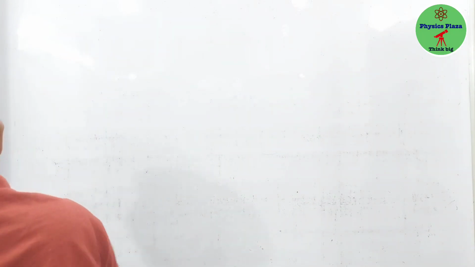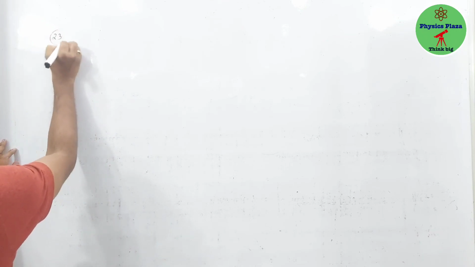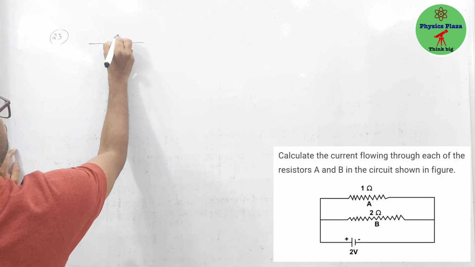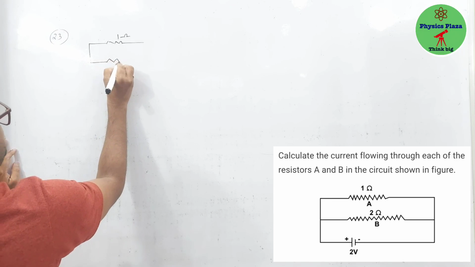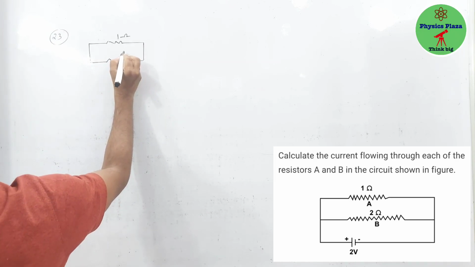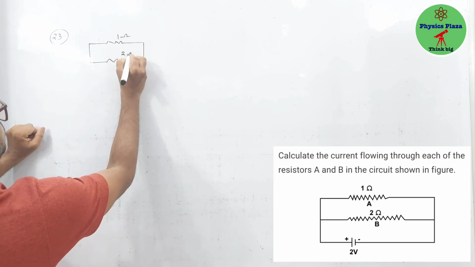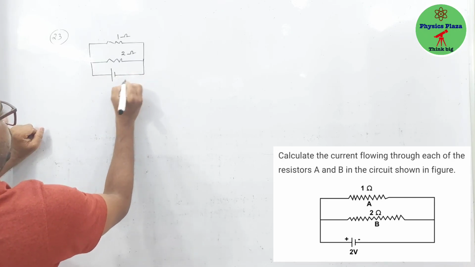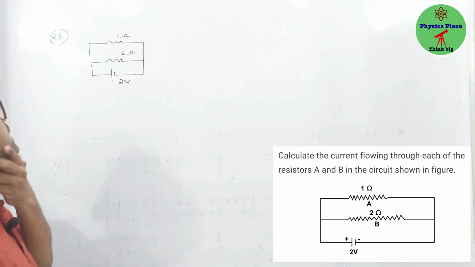Now let us see numerical 23. So children, as per numerical 23, here one resistor is given whose resistance is 1 ohm. And here is one more resistor whose resistance is how much? It is 2 ohm. Okay, fine. And connected to a battery of 2 volt. They are asking us to calculate the current through each and every resistance.